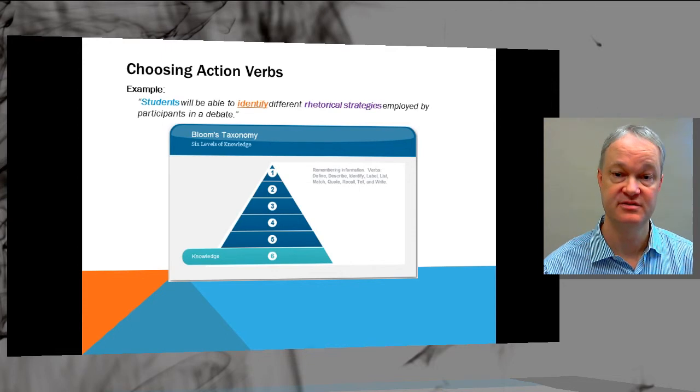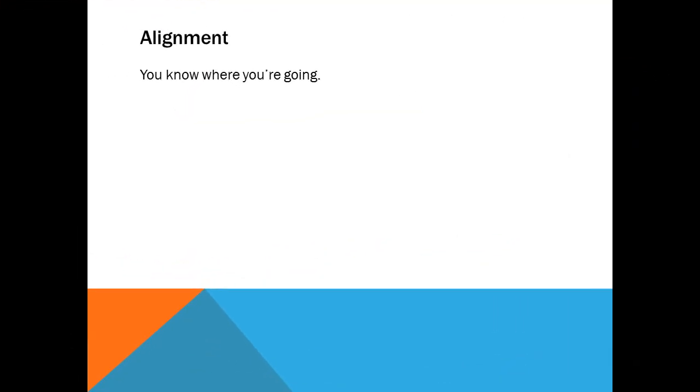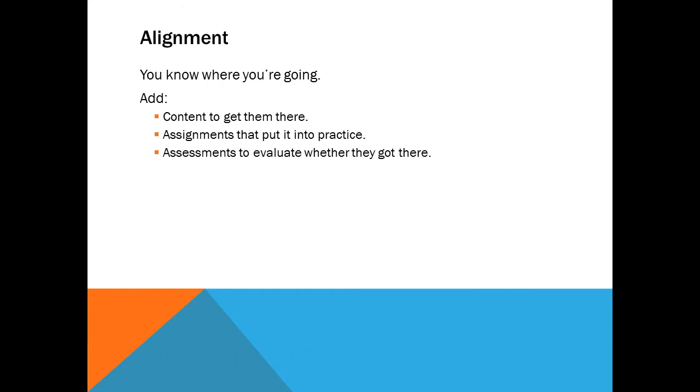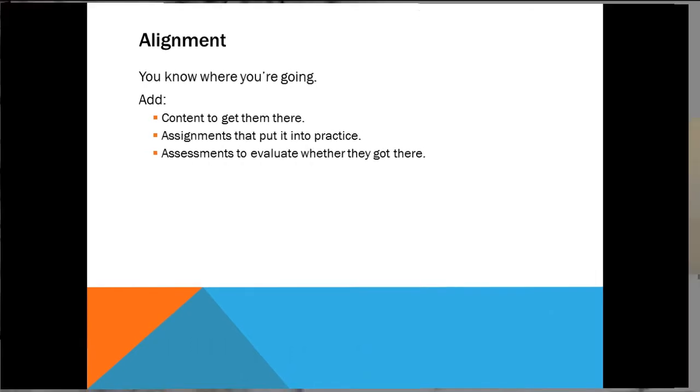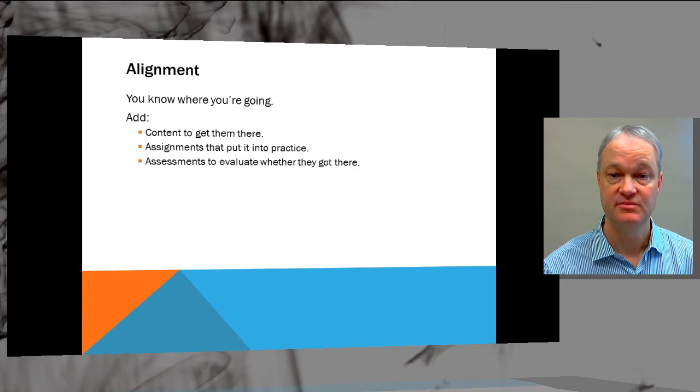After writing your measurable learning objectives, you know where your students are going, you know where you want them to go, so you can put content in your course that helps them get there, assignments that induce them to put it into practice, and assessments to evaluate to what extent they reach those goals. So what you need is alignment. Your content, assignments, and assessments all should align with those foundational objectives at the base of your course.